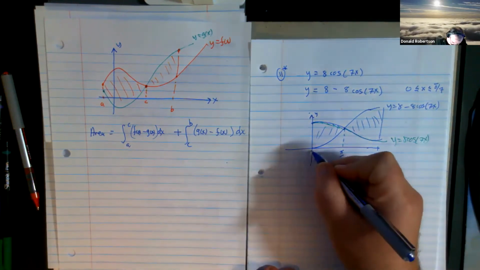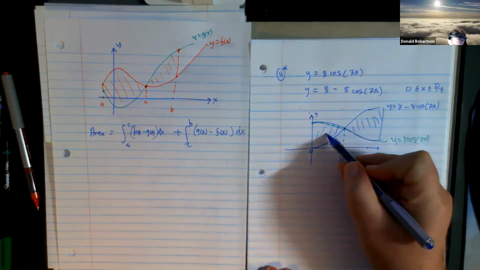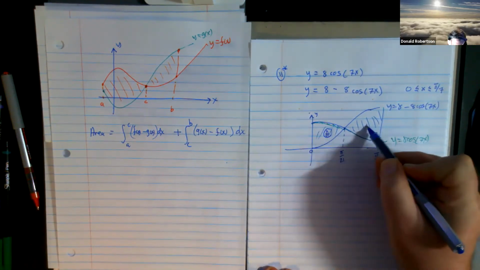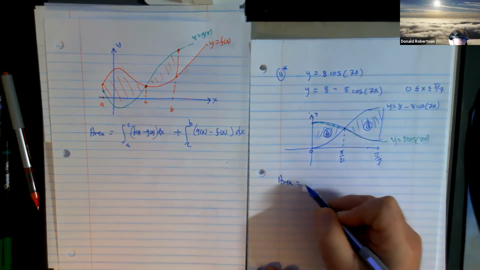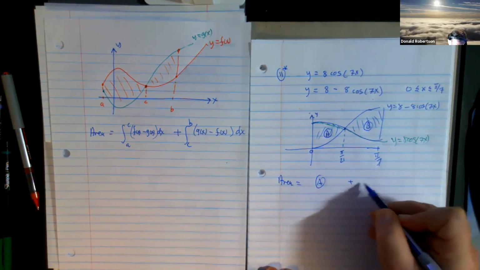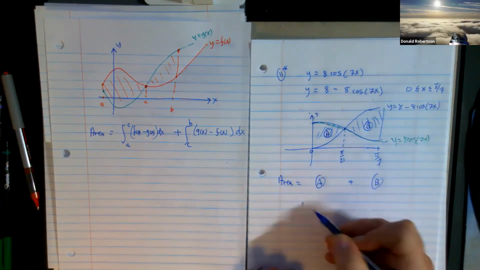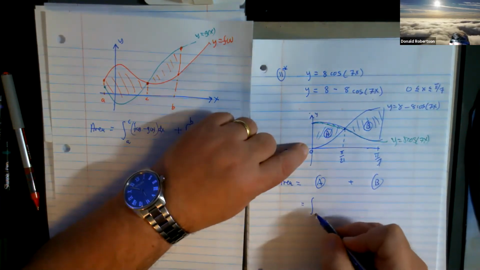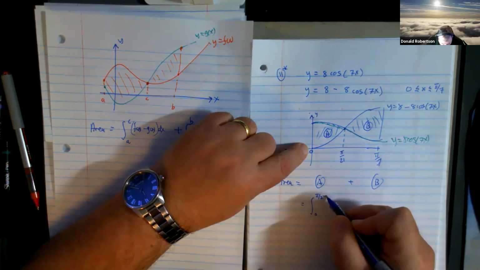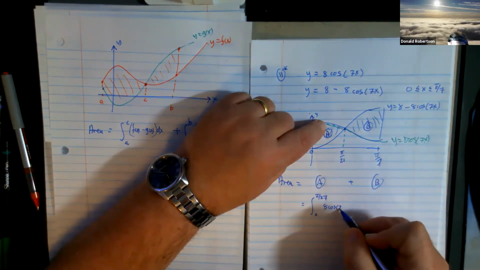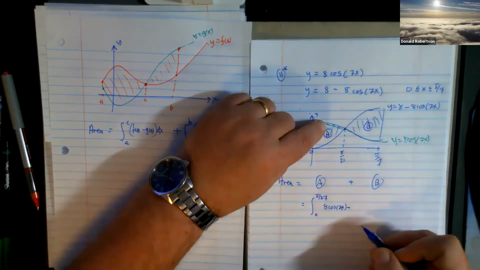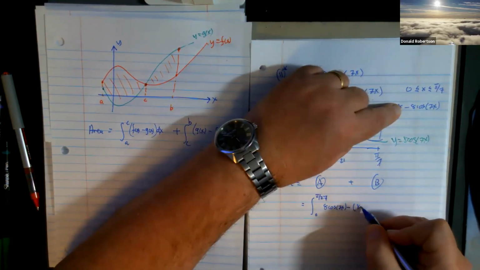So I need this guy, I'm going to call it A. I'm going to get this guy, I'm going to call it B. So the area between these curves is basically A plus B. A is the integral from 0 to pi over 21. Green guy first, take away blue fill in next.